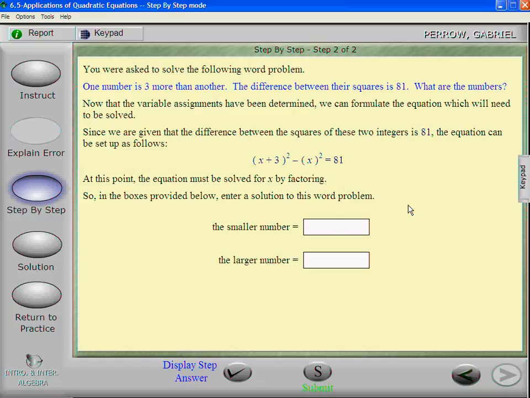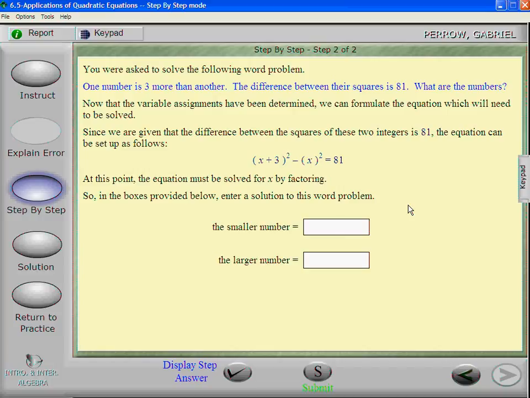If you have x plus 3 times itself, that's a FOIL problem. You're going to do that out all the way. You're going to have x squared plus 3x plus 3x plus 9, take away x squared equals 81. The x squared and minus x squared will cancel, and you're going to be left with 3x plus 3x, which is 6x, plus 9 equals 81. Subtract 9, subtract 9. 6x will equal 72. Divide by 6. x is going to end up being 12.